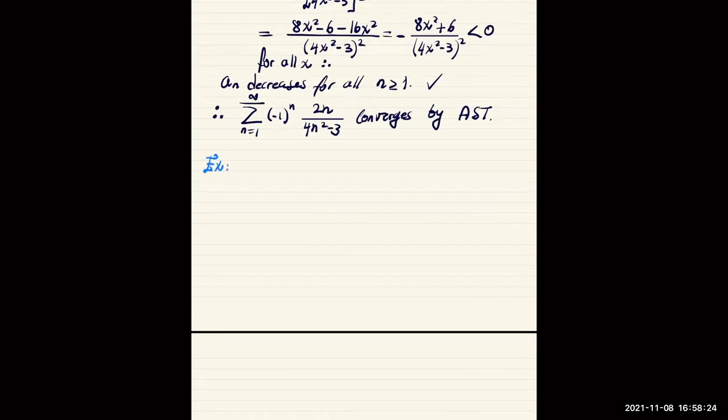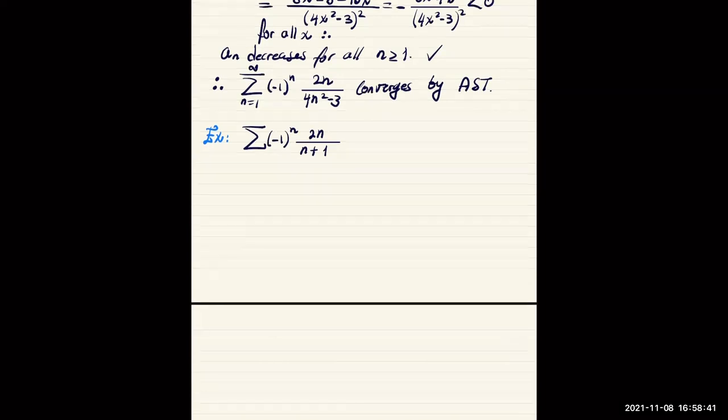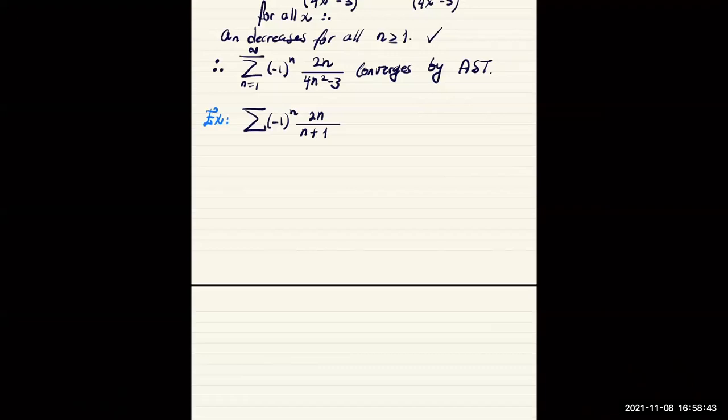All right, so let's say we have this series: (-1)^n times 2n over n plus 1. It's an alternating series, so we run the AST to see if it converges. Number 1, take the limit. Make sure you identify a sub n as the part without the (-1)^n or (-1)^(n-1). It's 2n over n plus 1. Take the limit of that.